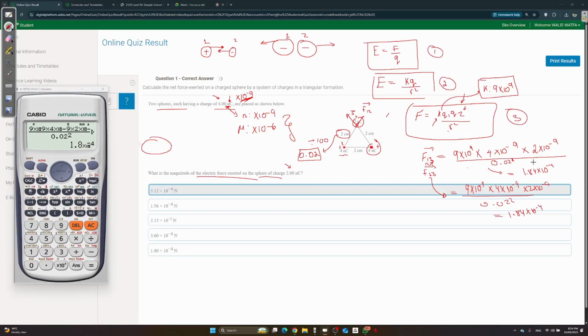Now, you have these two forces over here. Okay, hold on. You have this force over here, which is F13, and you have this force here, which is F23. Now we need to add these up somehow, some way. How are we gonna do it?